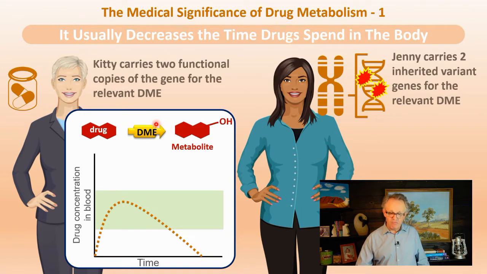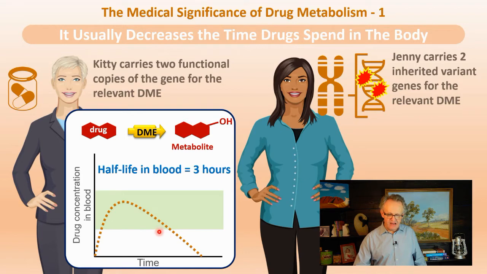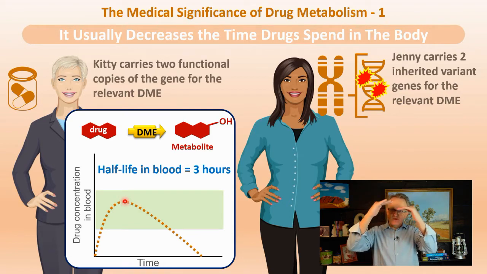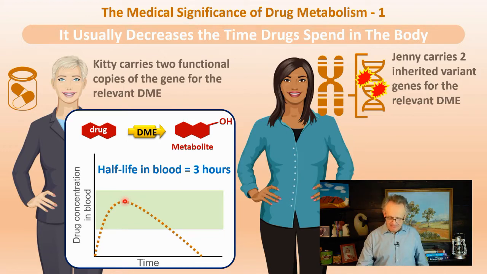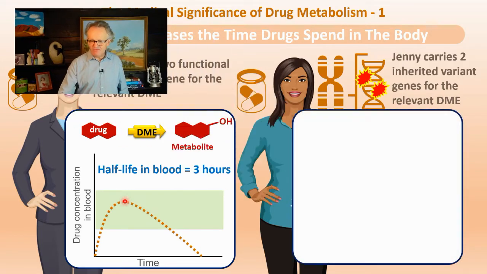The drug gets chomped up basically by this drug metabolizing enzyme. Okay, so let's say when we put a time scale on this, that this drug has a half-life of 3 hours, and that just means that blood concentrations of this drug in Kitty decrease or fall by 50% every 3 hours.